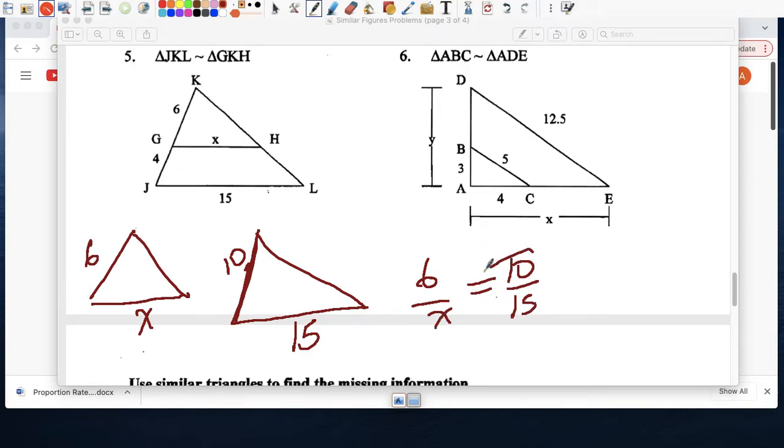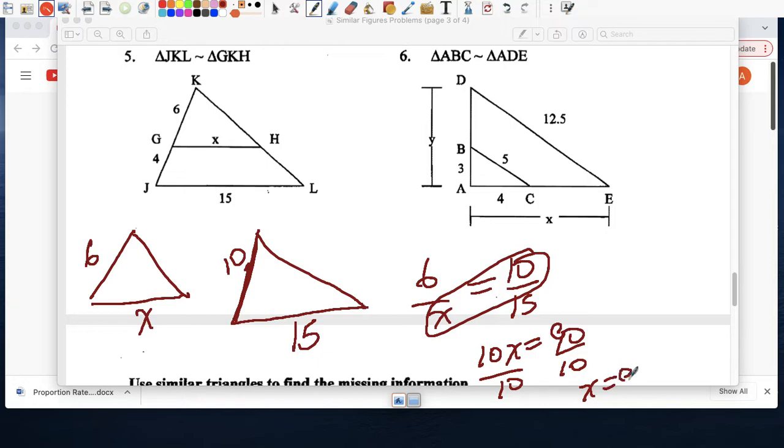You can cross multiply as it is if you like. You get 10x. 15 times 6 is 90. Divide both sides by 10. X equals 9.